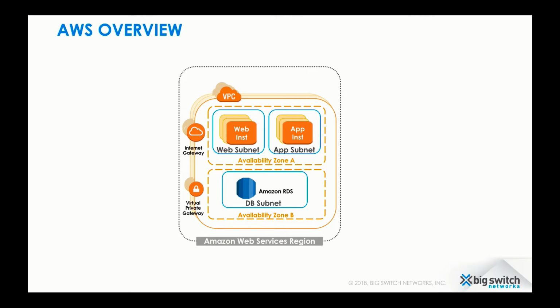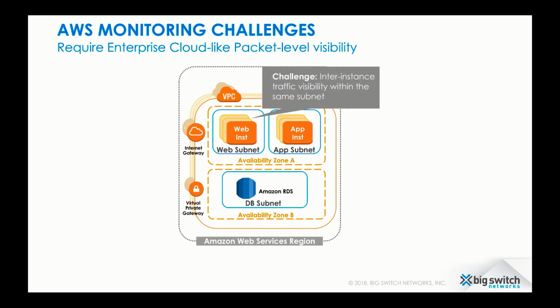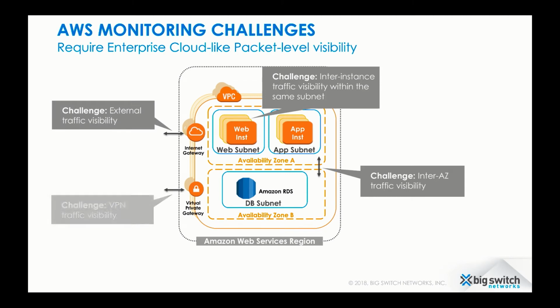As organizations migrate to public cloud, they have been challenged to get flow-level visibility for their cloud workloads. For example, inter-instance traffic within same subnet, traffic across availability zone, external traffic, as well as VPN traffic. Note that flow-level visibility for enterprise workload leveraging taps, span ports, and network packet broker have been around for years, simplifying organizations' visibility and security operations. So how can organizations extend this visibility to AWS?